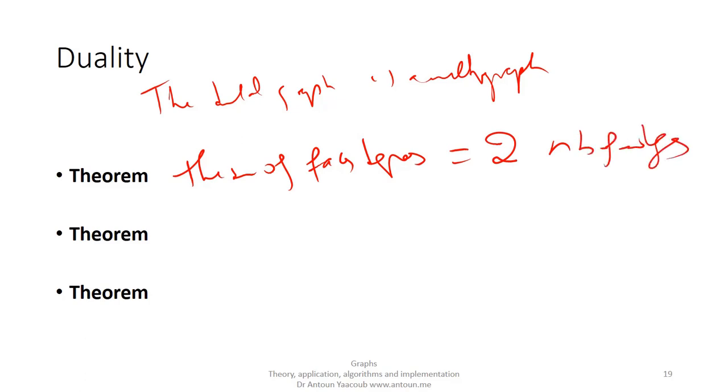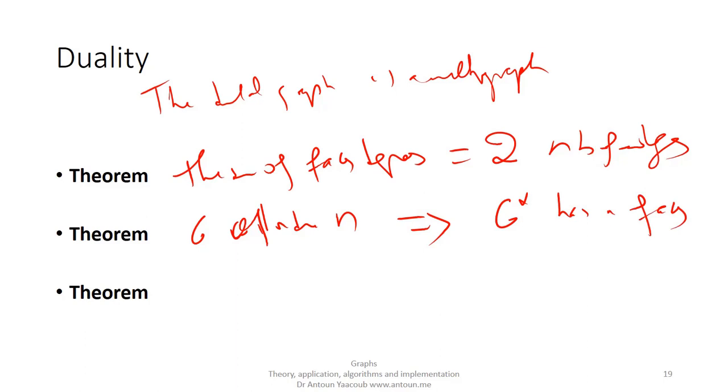Also, if the graph is of order n, then the dual graph has n faces. This is very easy. If it has n vertices, the dual graph has n faces because the vertices will correspond to faces. Again, for any planar graph, the dual of the dual is isomorphic to the original graph.